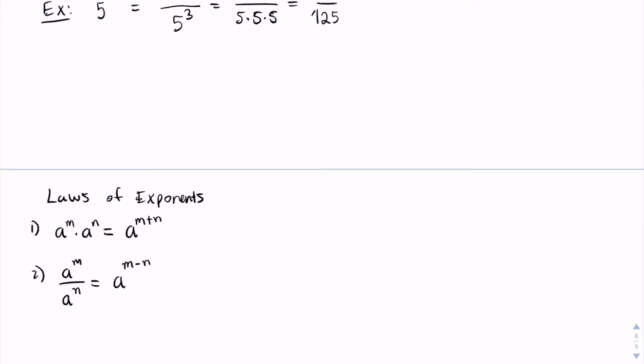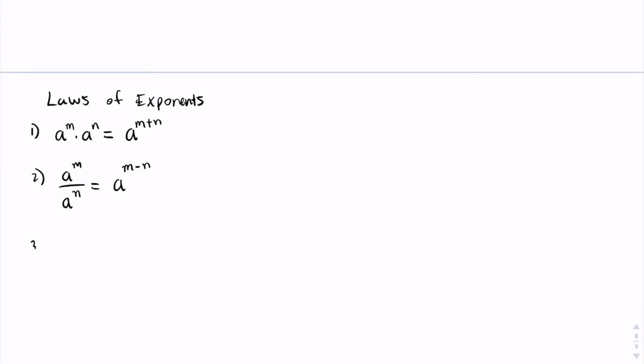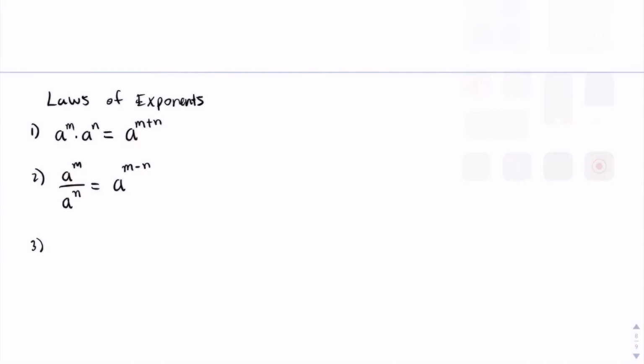So the second rule is this one, right? And the third rule, the third law, right? Let me just make sure that everything's good. Okay, good. So the third law, it's this one, a to the m powered, and then to the nth power. This is different from the first law because this one just has one main base, where the first one has two separate bases, but of course they're like bases, right?